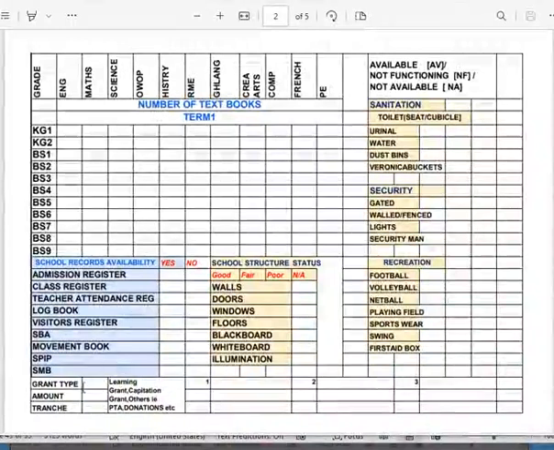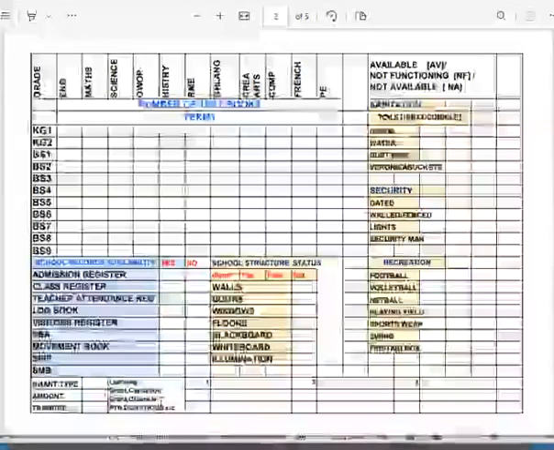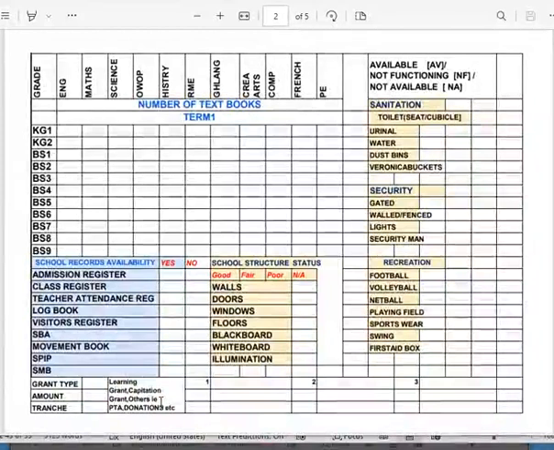Right. Then grant type. Under grant type, we have the grant type, we have the amount received for that grant, then the tranche, whether it is first tranche, second tranche, or third tranche. So under grant type, we have learning grants, capitation grants, and others such as PTA, donations, community contributions, any forms of money that comes to the school, right? So you indicate if it's a learning grant, you indicate here under one, which simply means that's first term or tranche. So you indicate over here.